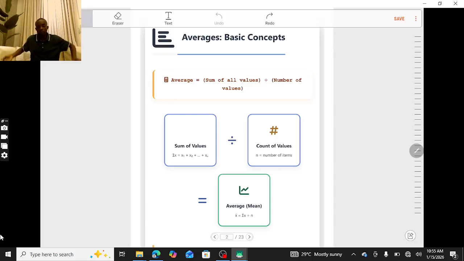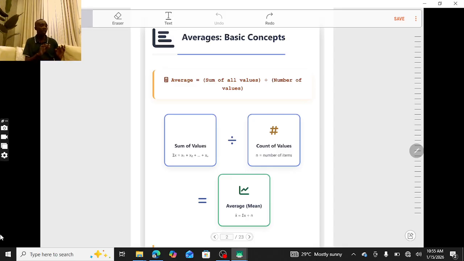Okay, so the average is the sum of all values divided by the number of values. That we already know. But we're also talking about a special situation when the average equals the median, and when the average equals the median, it is easier to find.